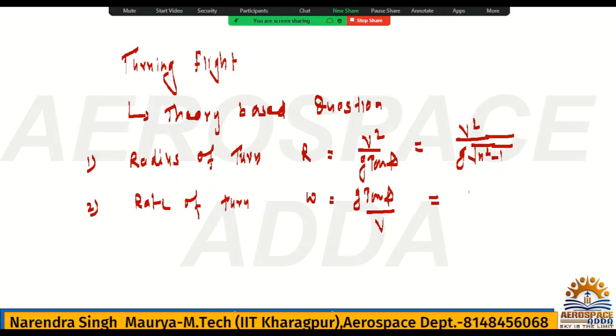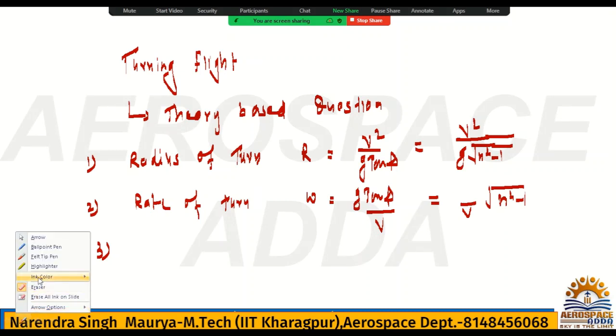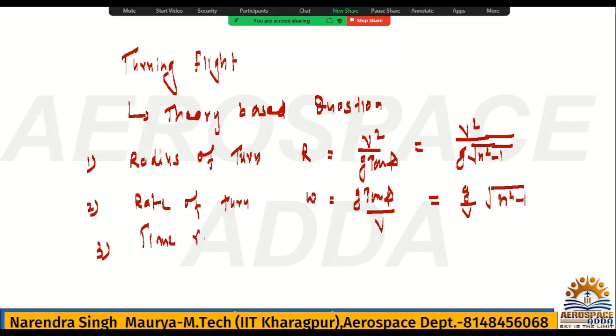Or you can write g by v, root of n square minus 1. What is the third one? It is time required. Time required to turn. What is the formula for the time required to turn the aircraft?